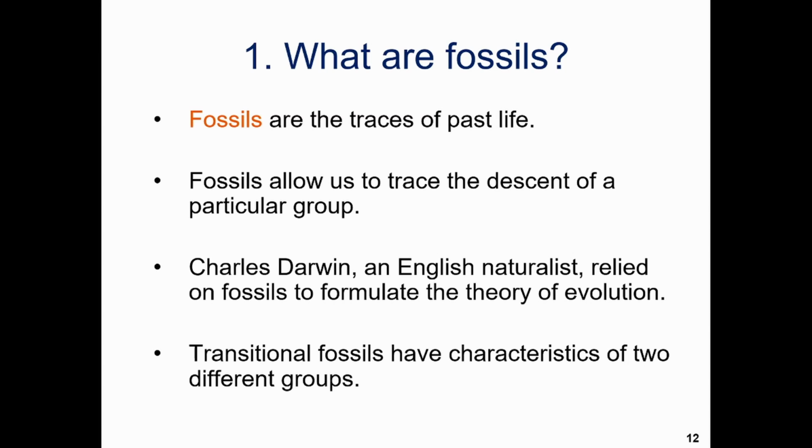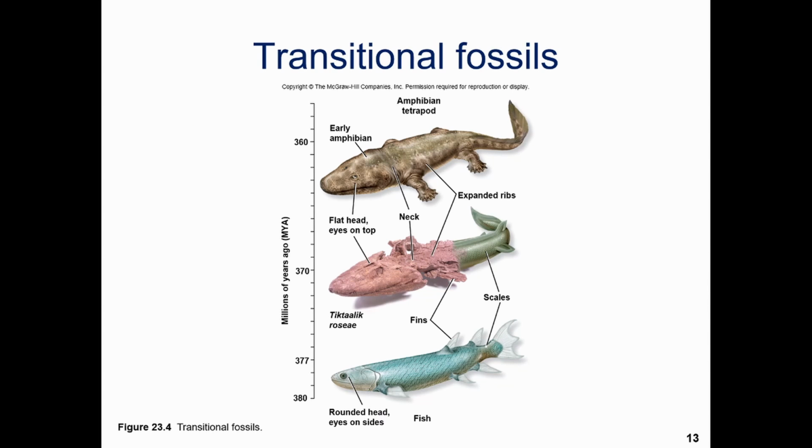The key fossils we look for when it comes to providing evidence of evolution are transitional fossils. These are organisms or groups of organisms that have characteristics from 2 different groups. So for example, Tiktaalik, this one we see here, is one of those transitional fossils. Tiktaalik represents this very interesting combination of amphibian and fish. It has scales and fins just like a fish would, but it has expanded ribs, a neck. The eyes are on top of the head just like an early amphibian.